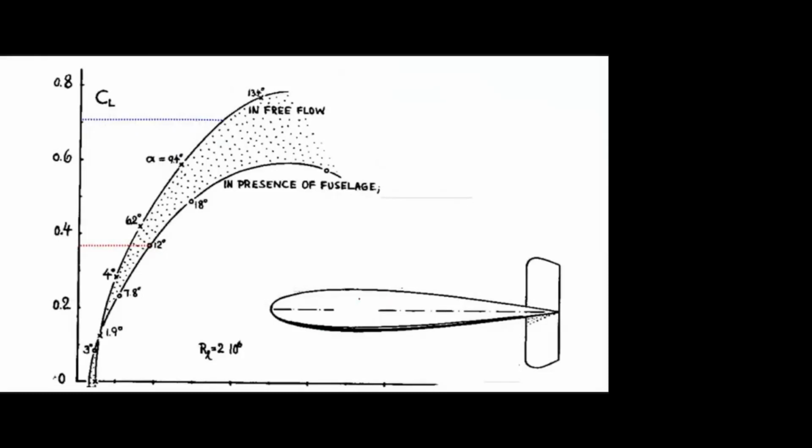And here, interference between fuselage and the tail wing. Okay, so this curve is for only the tail wing. Okay, and this curve is for the fuselage plus tail. Okay, so if you take tail alone, you can see approximately around 12 degrees, the CL is 0.7.